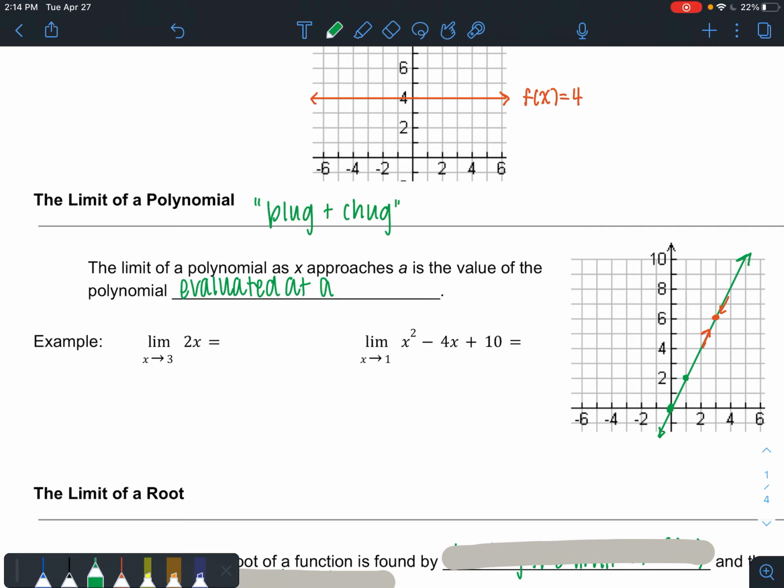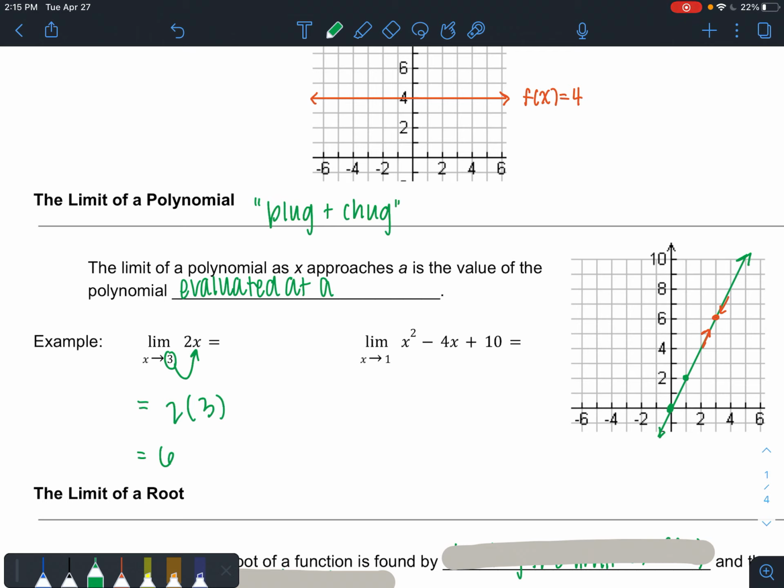Okay, so let's check by plugging that 3 in. So we have 2 times 3, which is 6 for that.